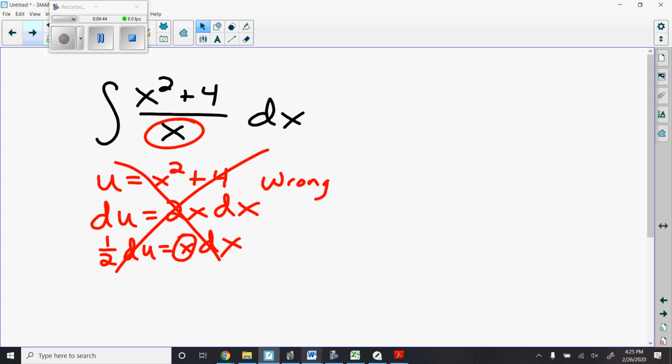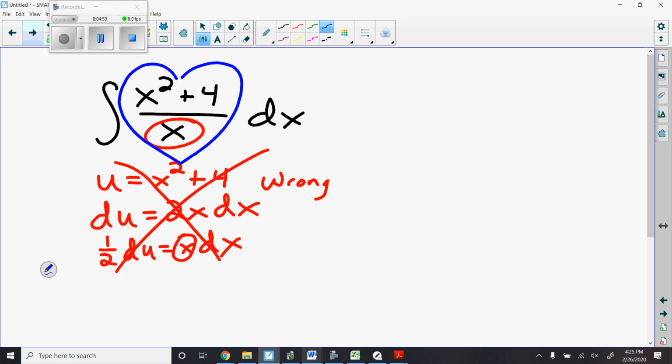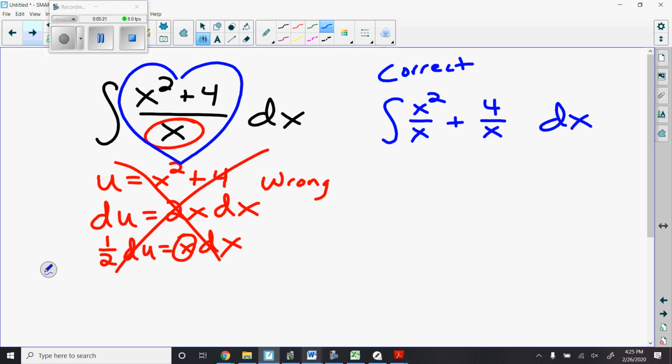Okay? What I want you to notice here is this. Remember this? See the heart? Right, when I have a binomial on top and a monomial on the bottom, I can see the heart and split it apart. So the correct way to do this is to rewrite this integral as x squared over x plus 4 over x. x squared over x reduces to x.